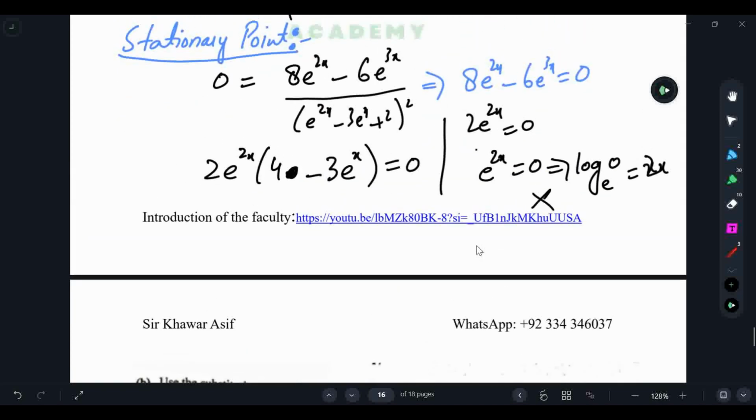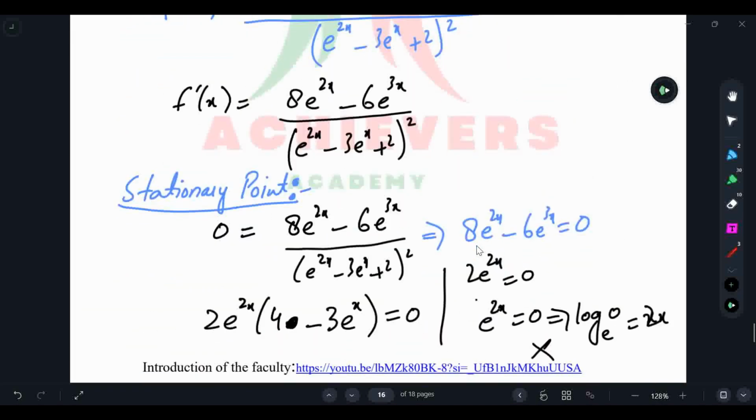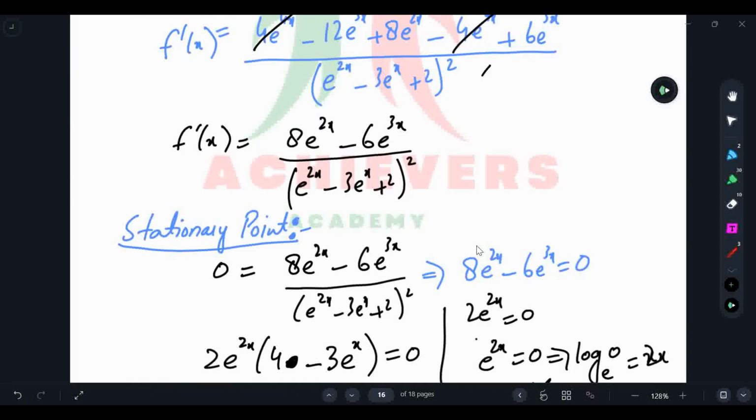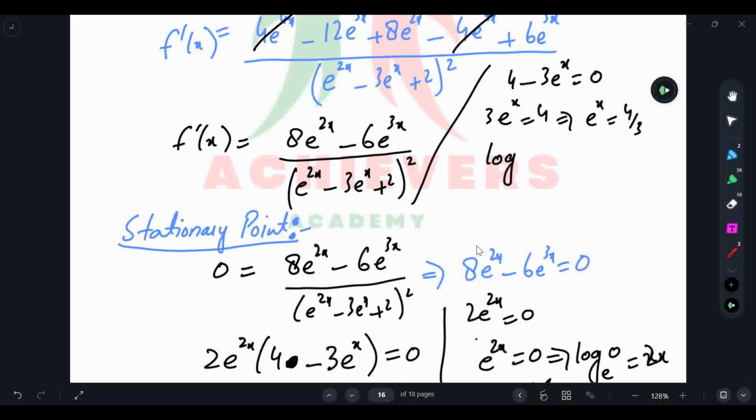The second one was 4 minus 3e power x is equal to 0, which means 3e power x is equal to 4. From here we can say e power x is equal to 4 by 3, and if we write it in the logarithmic form, then log of 4 by 3 to the base e is equal to x.